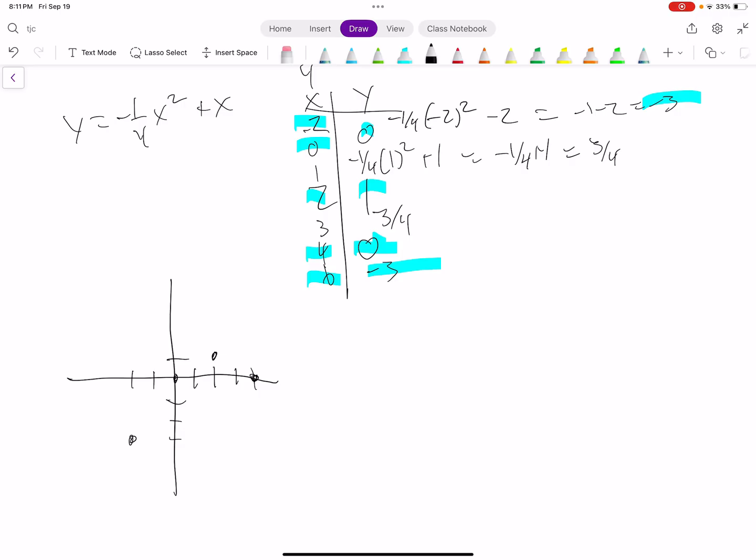Right there. And positive 6 also gives you negative 3 there. And this is my parabola. Okay, so that's the first parabola. Now, let's do... and it has a maximum at the vertex. So this is a max. They'll ask for that as well at the vertex.